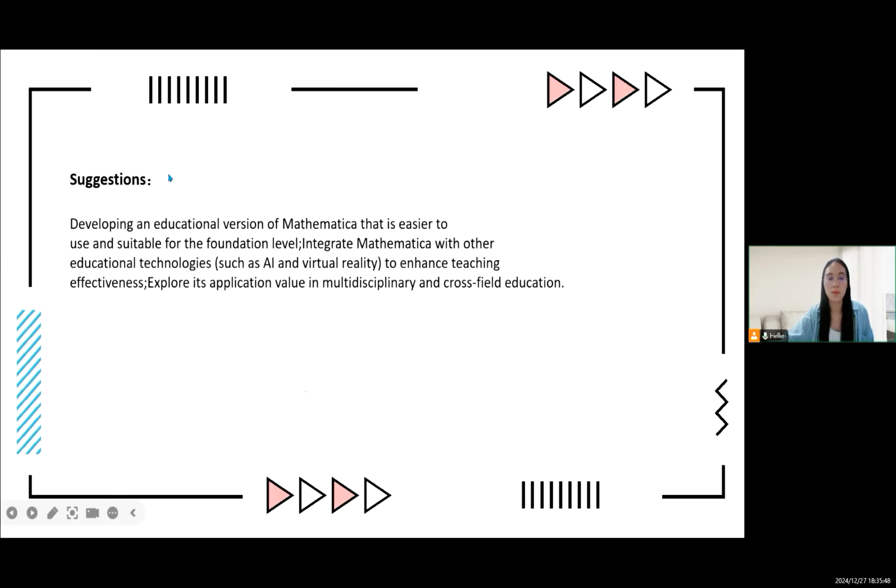And finally, it's about the suggestions. We can develop an educational version of mathematics that is easier to use and suitable for the foundation level. And we can also integrate mathematics with other educational technologies such as AI and virtual reality to enhance teaching effectiveness and explore its application value in multidisciplinary and cross-field education.